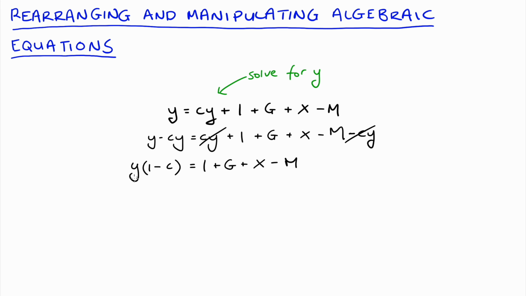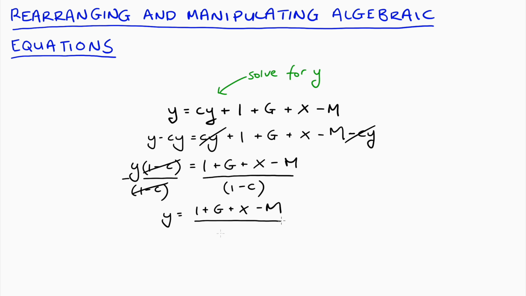I can then, however, I've got y multiplied by 1 minus c. I can divide both sides by 1 minus c to isolate that y. And actually I get then our solution, y is equal to I plus g plus x minus m divided by 1 minus c. And that's our solution. And that's how I approach manipulating and rearranging our algebraic equations.